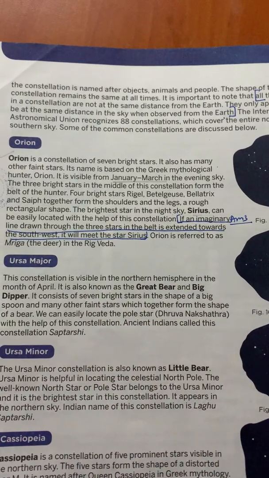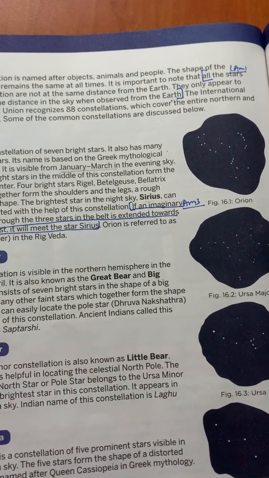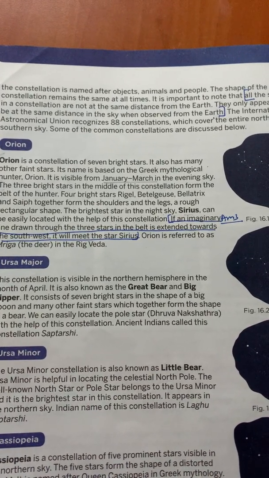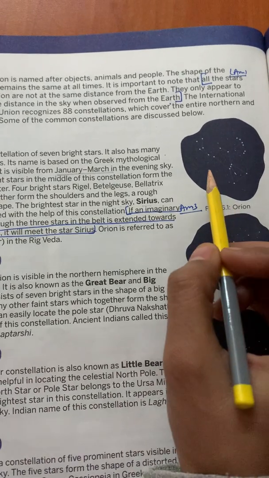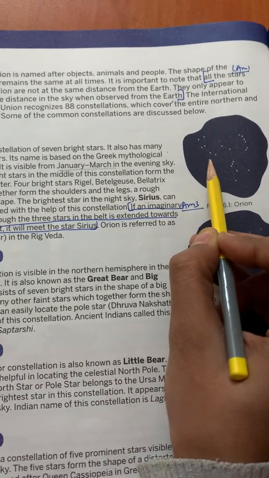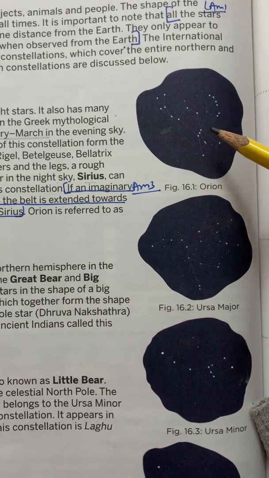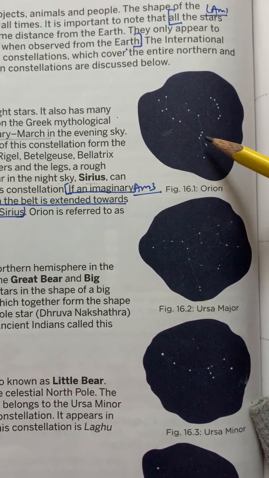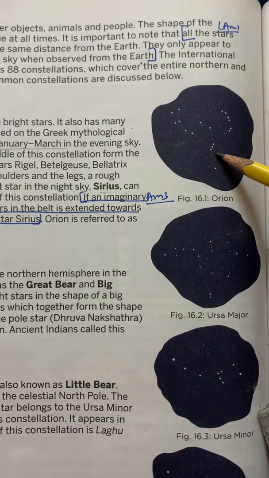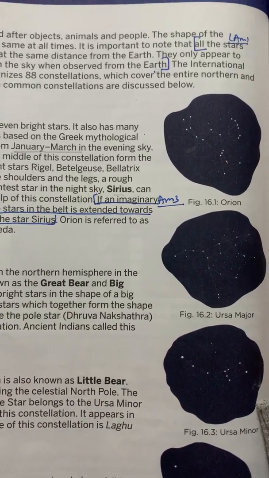Now how? An imaginary line can be drawn through the 3 stars, and these 3 stars extend towards the southwest and meet the star Sirius. So you see, this is the imaginary line, which passes through these 3 stars and meets Sirius, which is the brightest star.